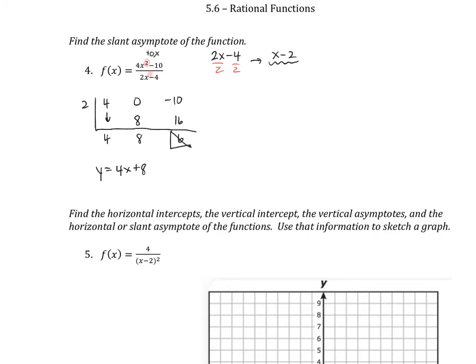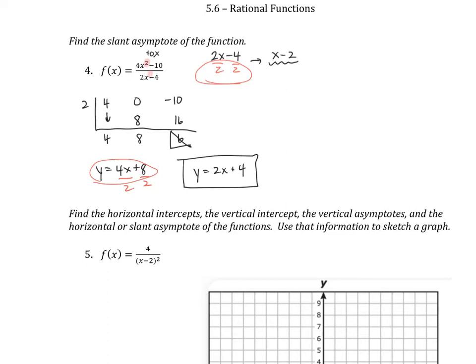Oh, one other thing. I forgot. What did I forget to do here? So remember in the beginning, I divided by 2. I have to adjust my answer as well. So I need to divide both of these pieces by 2. So I will get y equals 2x plus 4. That is my slant asymptote.